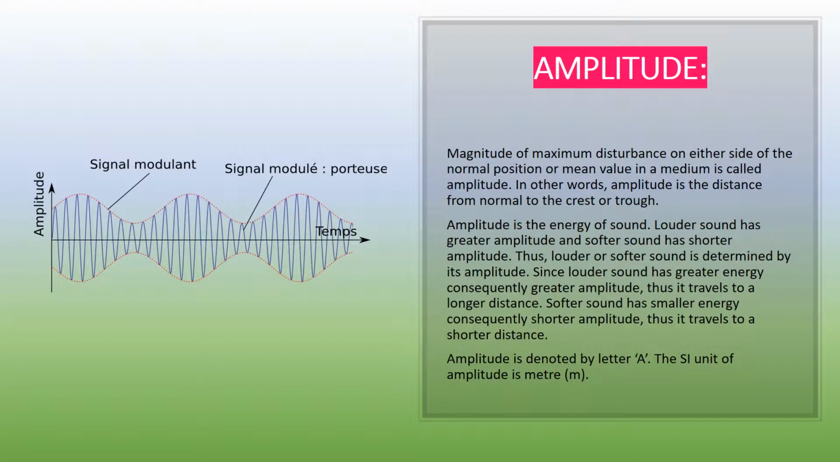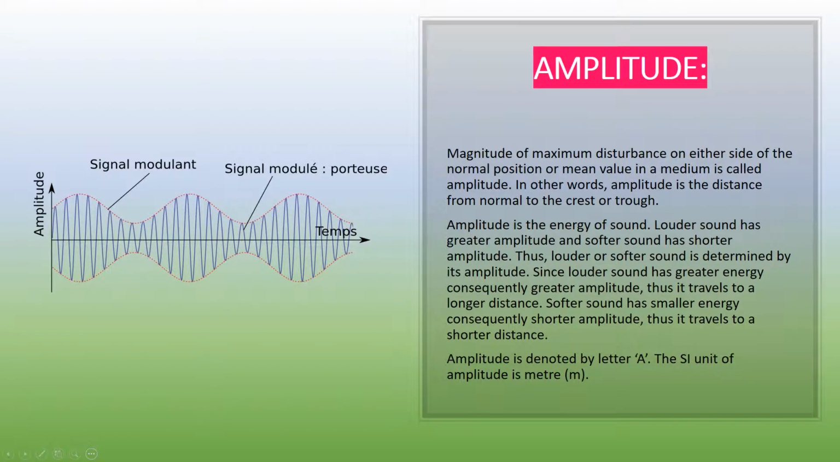Amplitude. Magnitude of maximum disturbance on either side of the normal position or mean value in a medium is called amplitude. In other words, amplitude is the distance from normal to the crest or trough. Amplitude is the energy of sound. Louder sound has greater amplitude and softer sound has shorter amplitude. Thus, louder or softer sound is determined by its amplitude. Since louder sound has greater energy, consequently greater amplitude, thus it travels to a longer distance. Softer sound has smaller energy, consequently shorter amplitude, thus it travels to a shorter distance.